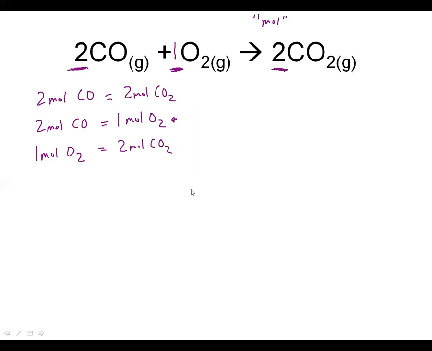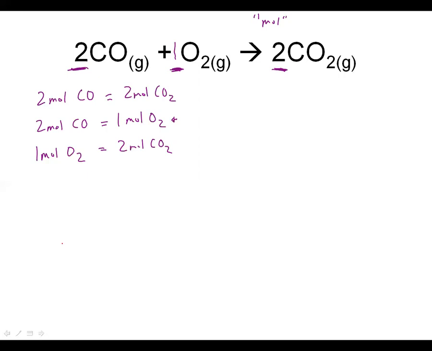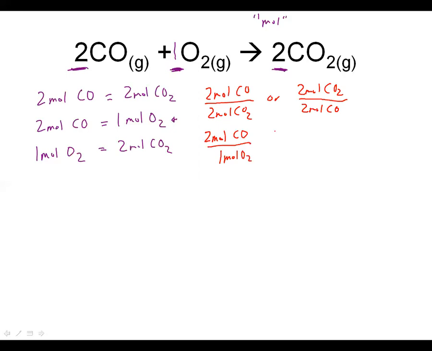Now, for each of these equalities, we could actually write 2 conversion factors for each of them. So for our first one, we could say that there are 2 moles of CO over 2 moles of CO2. Or we could say for every 2 moles of CO2, there are 2 moles of CO. For our second one, we could say for every 2 moles of CO, there is 1 mole of O2. Or for 1 mole of O2, there are 2 moles of CO.